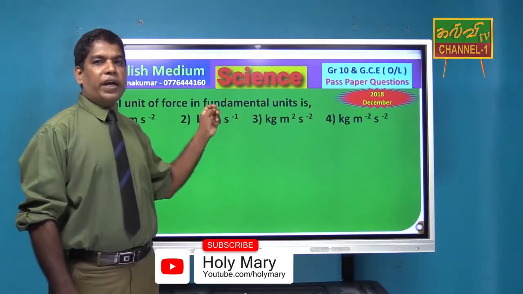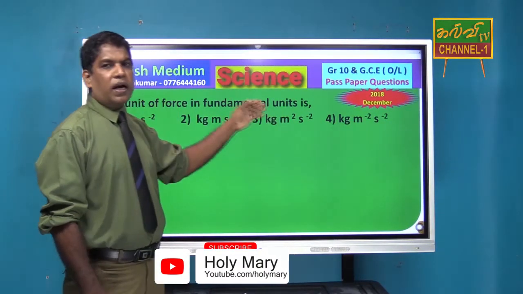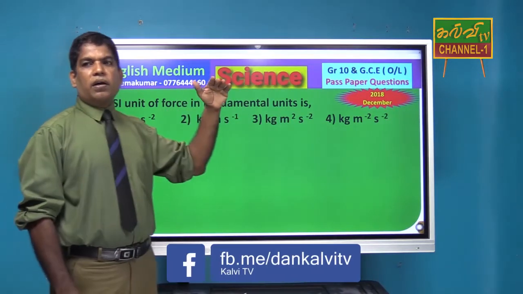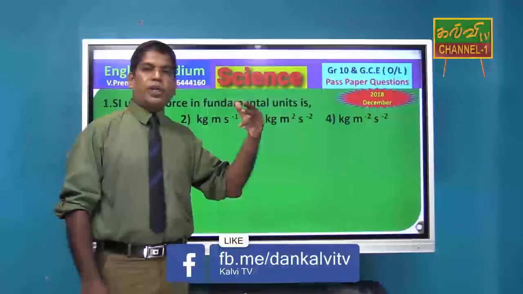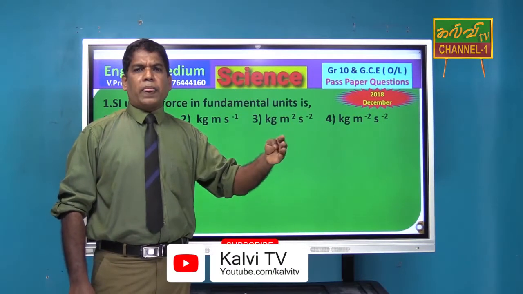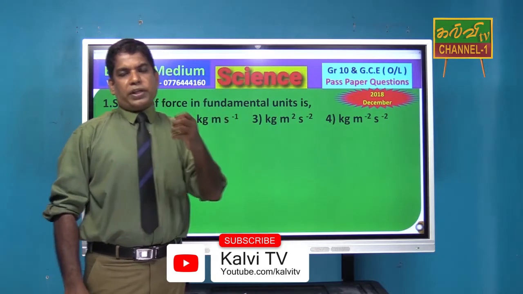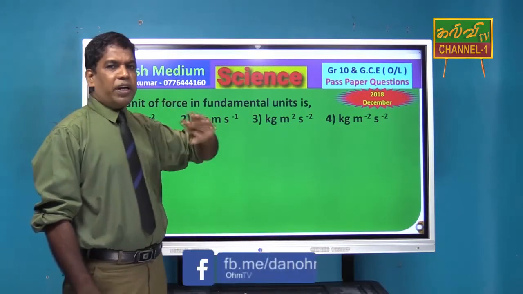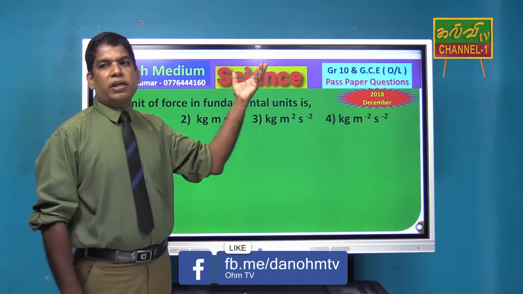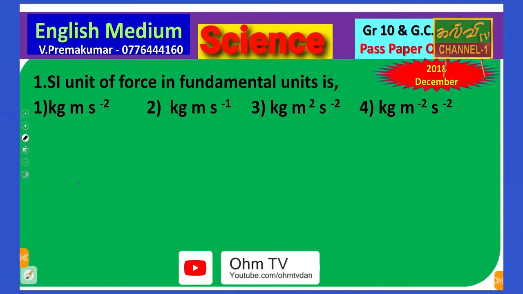But here you can't find the answer Newton, because all these answers are given in fundamental units. Fundamental units are basically mass in kilogram, length in meter, and time in second. So we have to find the unit of force through these fundamental units. Here on the screen, kilogram meter second minus 2 is for force.